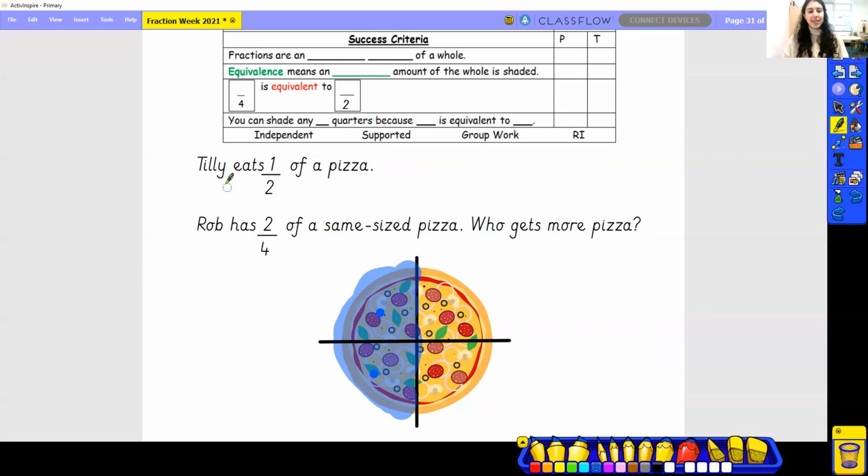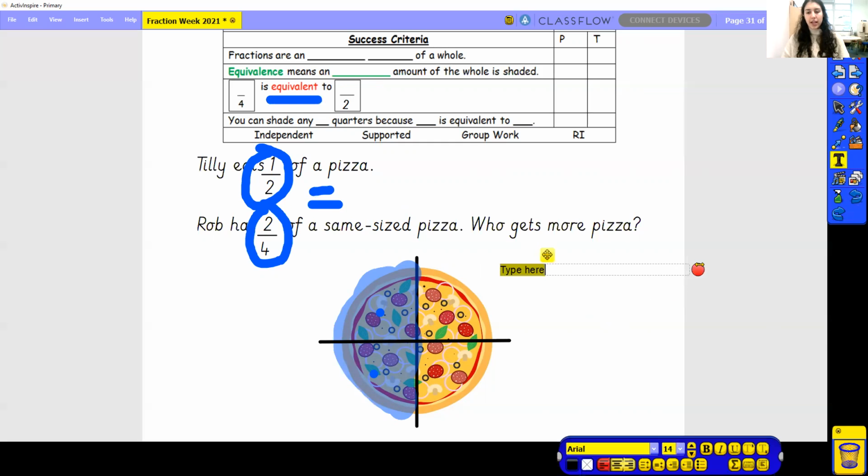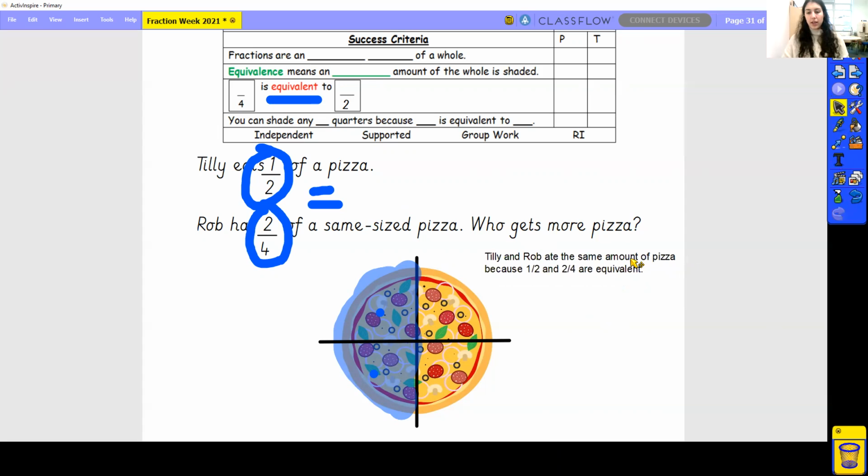That's right. We know that Tilly and Rob ate the same amount of pizza because 1/2 and 2/4 are equivalent. So that's what we would write. I'll just write it here for you really quickly. Tilly and Rob ate the same amount of pizza because 1/2 and 2/4 are equivalent. There you go, fantastic.